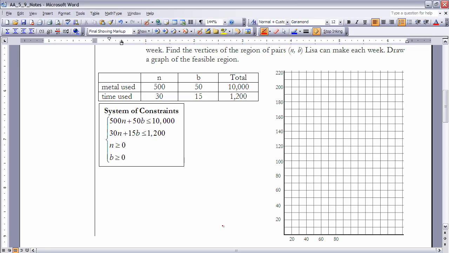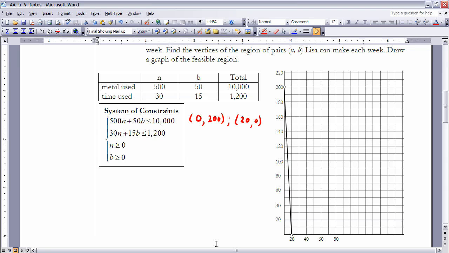Notice how I've already put it in the first quadrant, so I've really already taken care of these last two inequalities. So it's really these other two inequalities that I need to take care of in order for me to graph this system. Okay, to graph that line, the easiest way to do it is to look at my x and y intercepts, or my n and b intercepts.